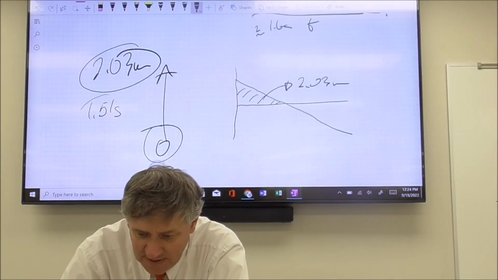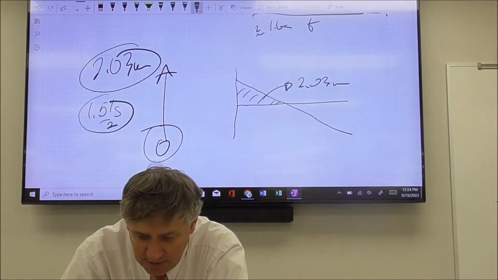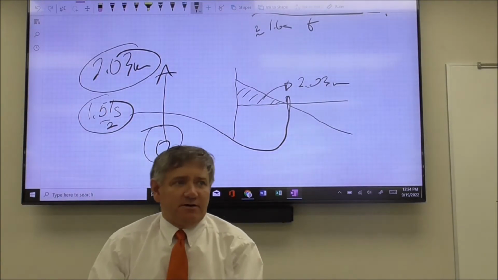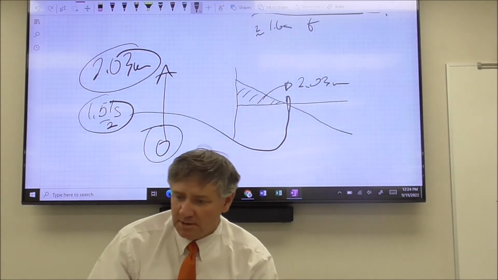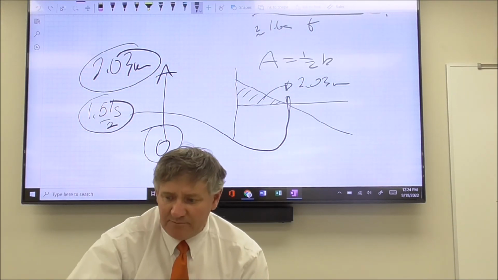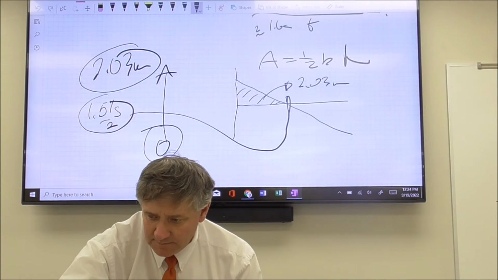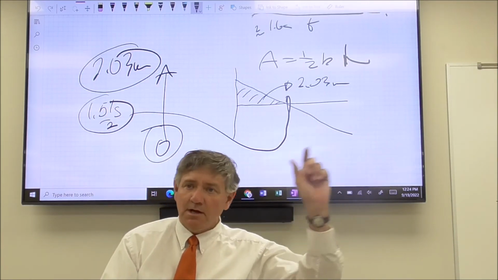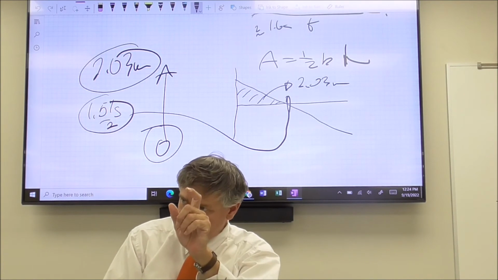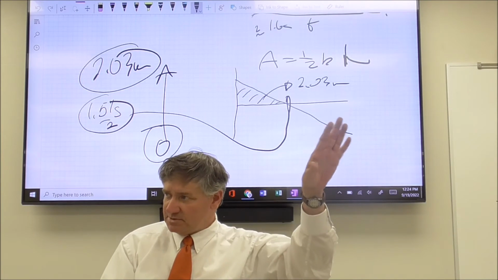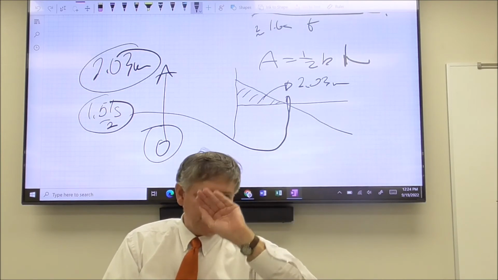If I take that time and divide that by 2, I'm going to know the base of the triangle. It's cool. And I know the area of a triangle is 1/2 base times height. I know my area because I know how high the ball went. I know my base because I know half the time. And I'm trying to find the height. That's an option. So if you like triangles and area, that's cool.